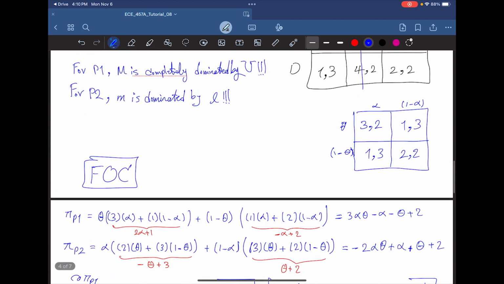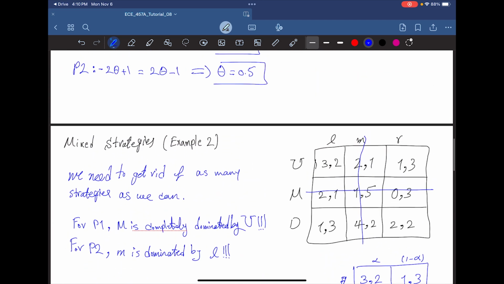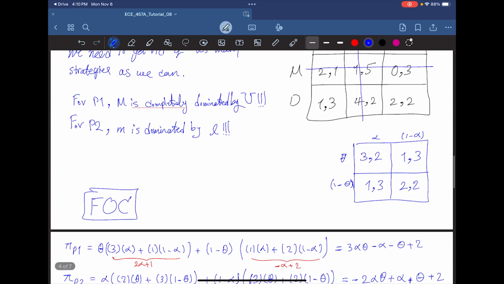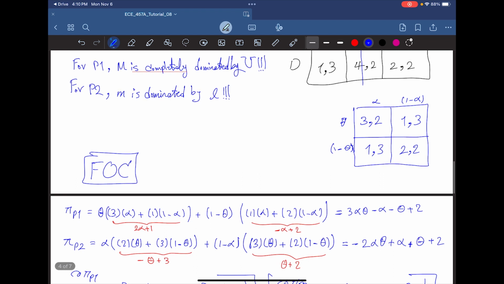All right, so that was for the mixed strategies, 2 examples. And now let's move on to continuous strategies.